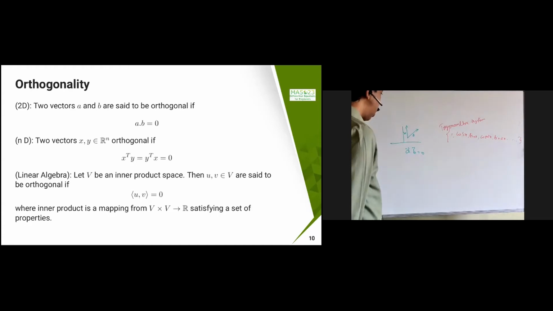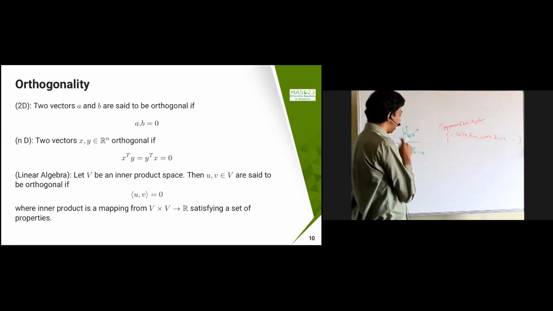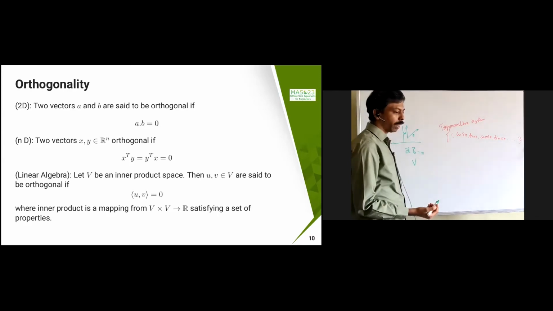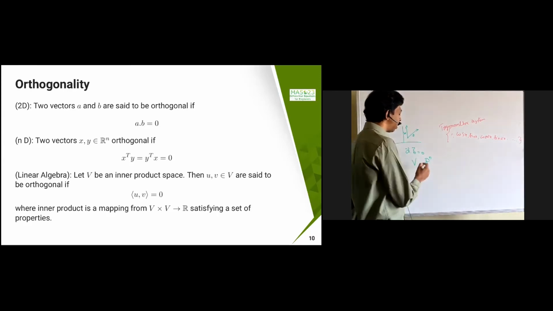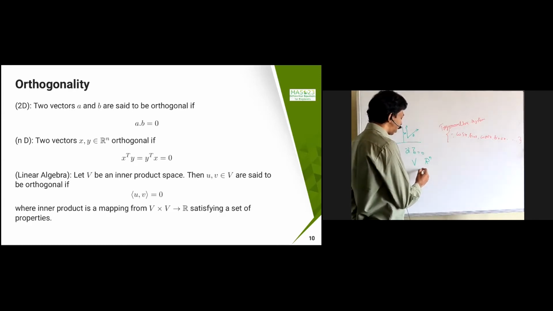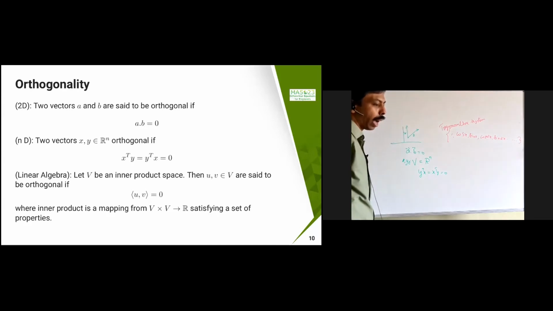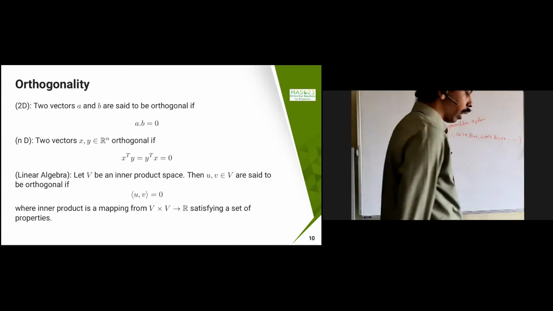You might have studied the same thing in your linear algebra course. Not only in 2D, if I take any vector space, or simply R power n, I can treat R power n as a vector space. Suppose I take two elements x, y belonging to V equal to R power n. I have to find y transpose x and x transpose y. If both are 0, then we say that x and y are orthogonal.